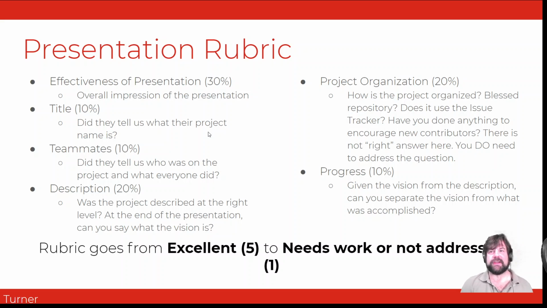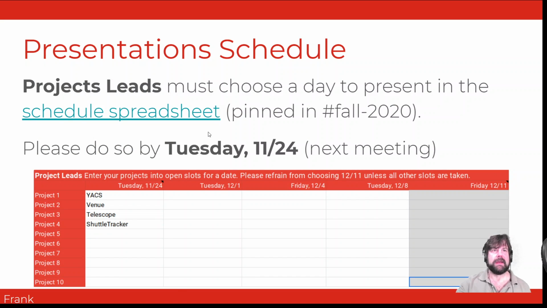Rubric goes from excellent to needs work or not addressed. All right, so we hope to get a lot of 5s and a lot of 4s, and we hope that 3 is about as low as we have to go. So please make sure you address each one of the rubric bullets. All right. I think, Frank, this is back to you.